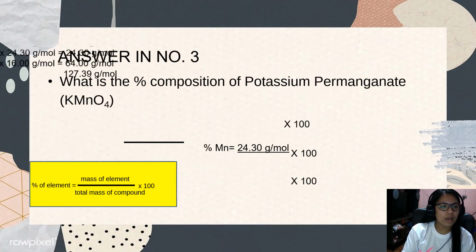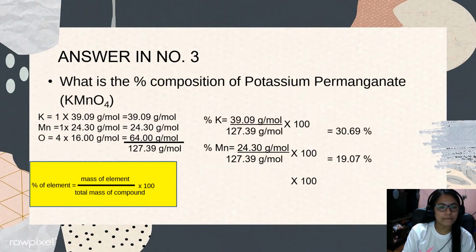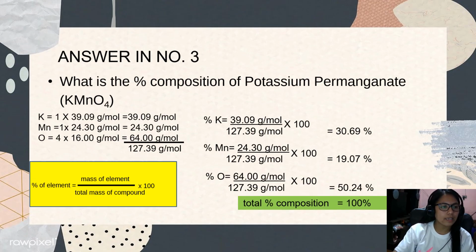Next tayo, answer in number 3. Ayan, isa-isahin natin ha. So, what is the percent composition of potassium permanganate? This one, we have the symbol K, potassium, Mn, manganese, then O, oxygen. So, ilan ang atom ng potassium? 1, kasi wala siyang number dito. So, automatic it is 1.